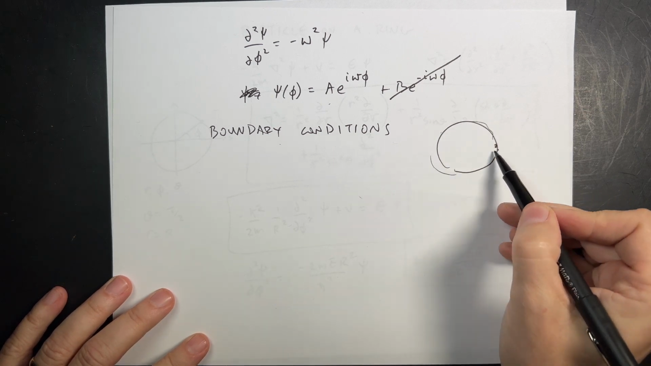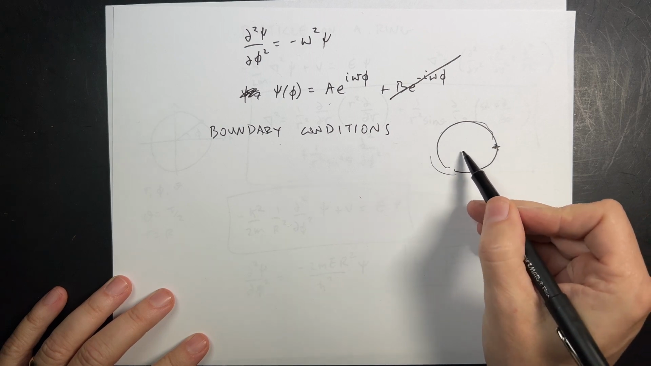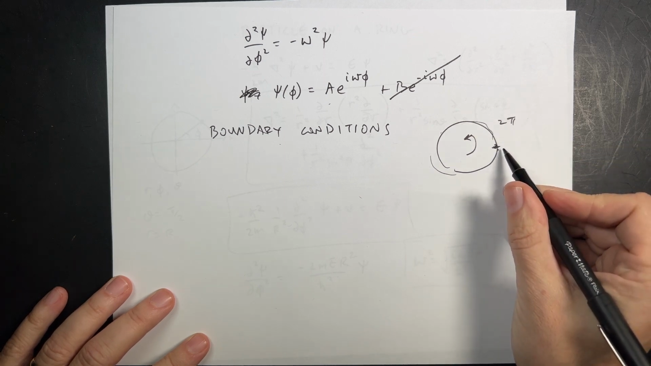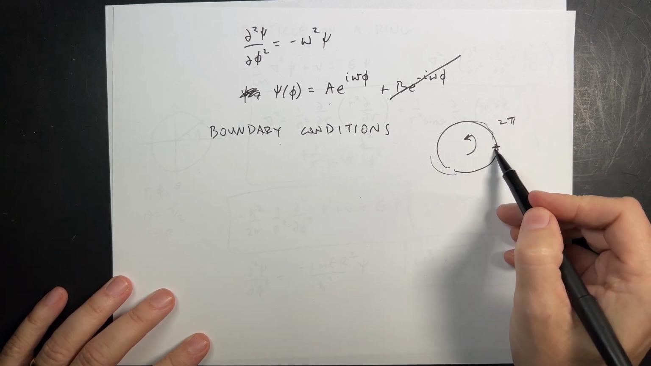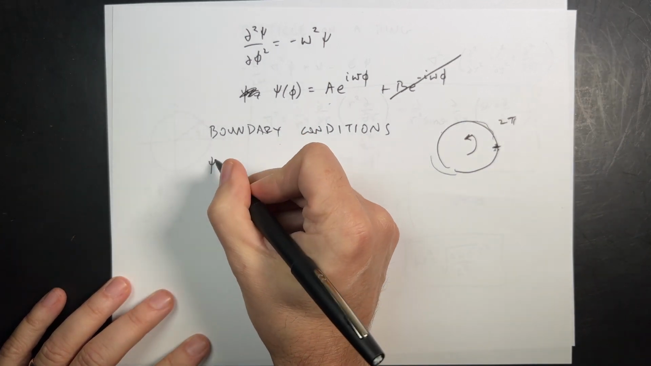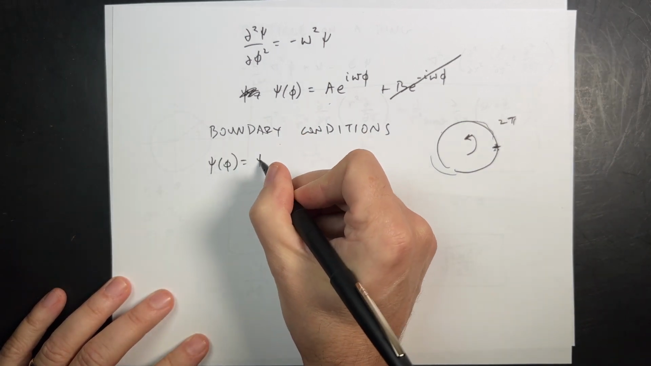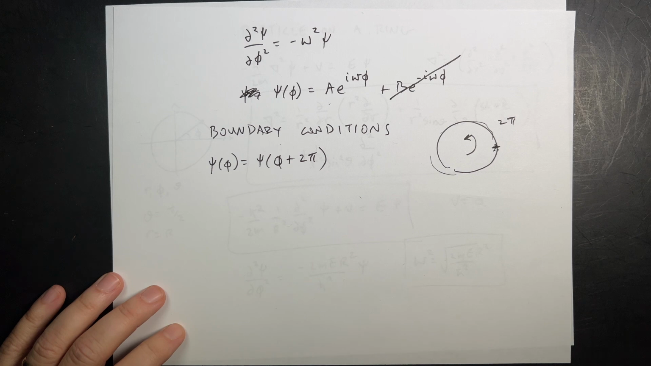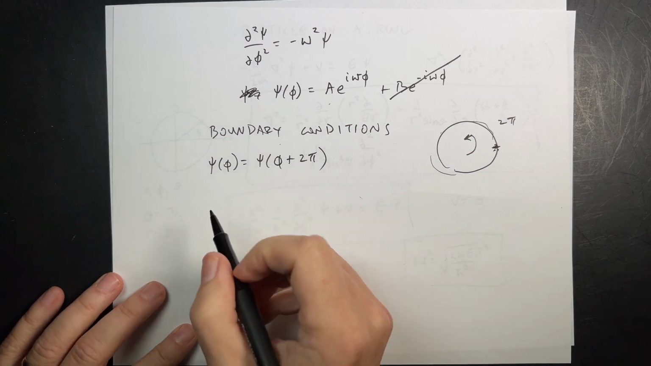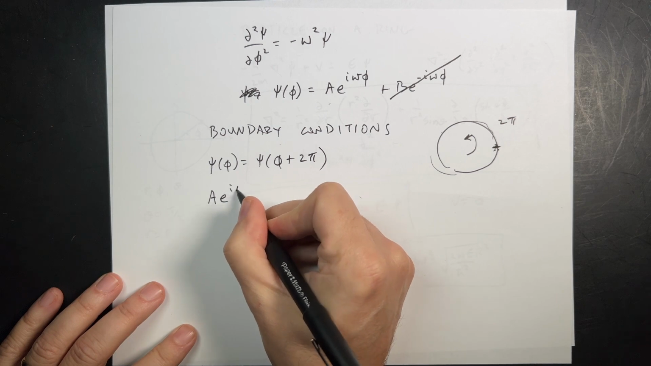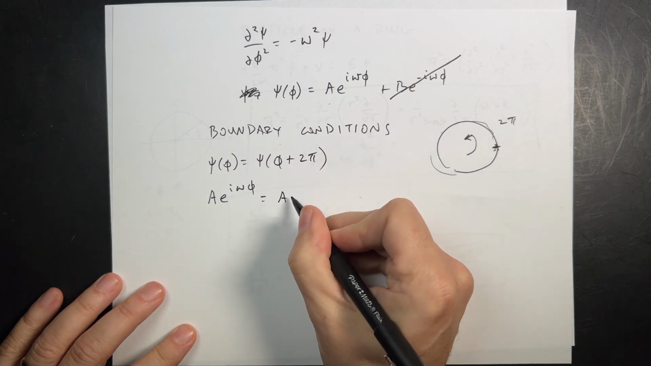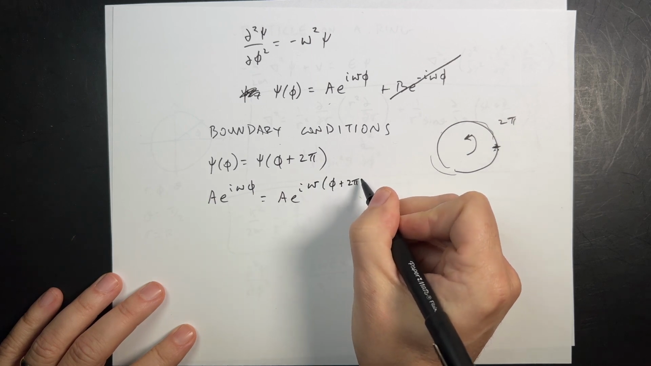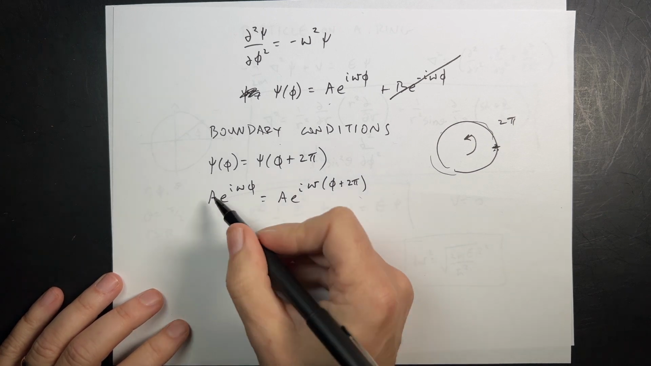But if it goes all the way around and gets back to the same spot, which is an angle of 2 pi, then the wave function has to be the same. Every time it gets back to here, the wave function has to be the same. So I can say psi of phi is equal to psi of phi plus 2 pi. That has to be true. So let's put that in. So here I have a e to the i omega phi equals a e to the i omega times phi plus 2 pi. And the a's cancel.